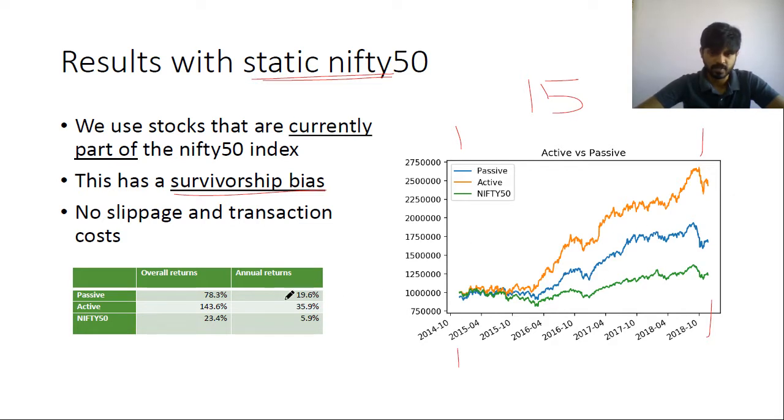So for passive, we have about 20% annualized return. Here we have 36%. So the active has done better. Both of these have the survivorship bias. For the index, this is probably a more realistic number. So we'll move on to applying a few more assumptions to the backtest and see how our performance degrades.